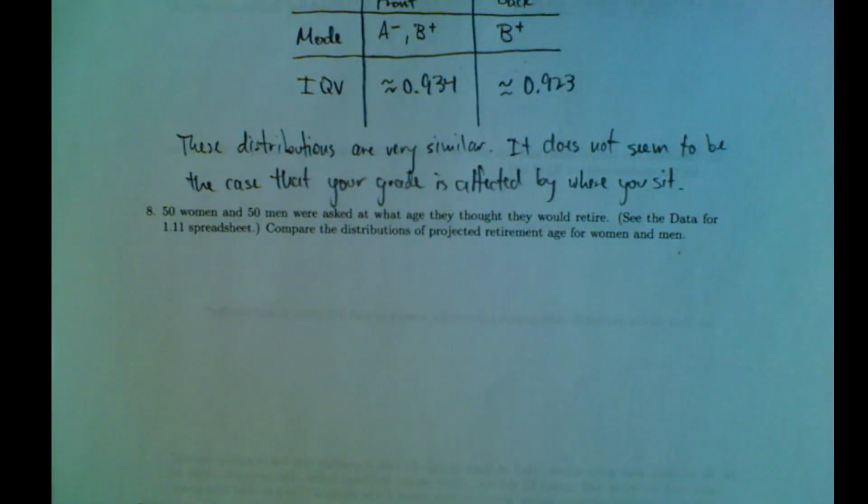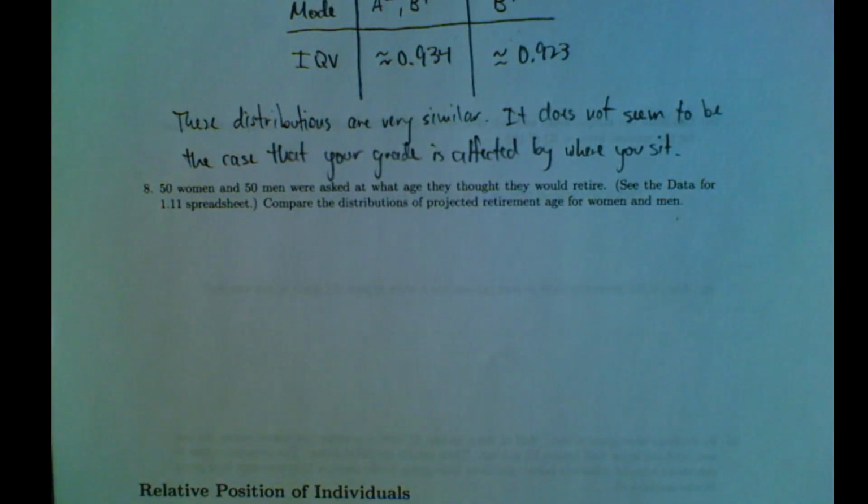Okay, let me give you one more. Again, I know that this is a long lecture, but hang in there. I'll give you one more example where we're comparing two data sets, and then we'll move on to our third major topic. So let's get to it. Number 8 here says 50 women and 50 men were asked at what age they thought they would retire. Compare the distributions of projected retirement age for women and men.